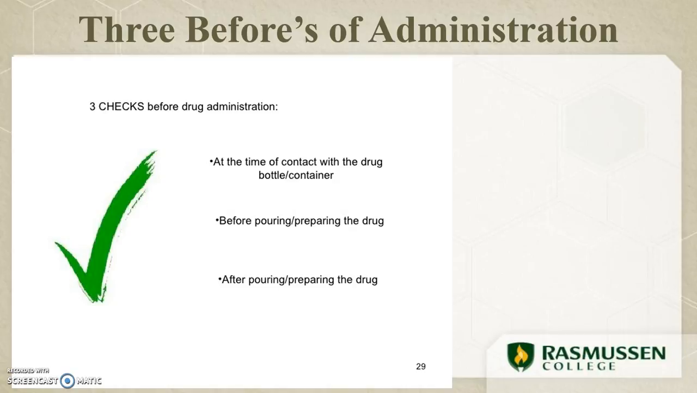When you're administering medications, it's always important to follow what we call the 3 befores, which states that medications must be checked at least 3 times before you administer them. The first time should be before the medication is removed from the cabinet. The second check should come when the medication is poured, drawn up into a syringe, or placed into a medication cup. And the last time should be before the medication is returned to the cabinet where you got it from, or before you administer it to the patient.